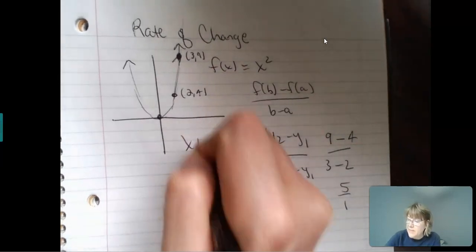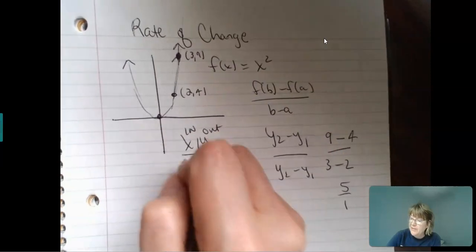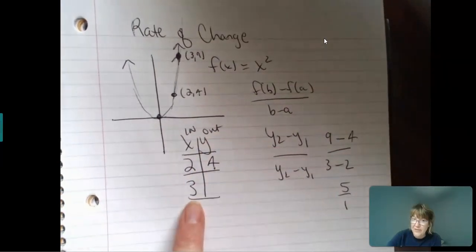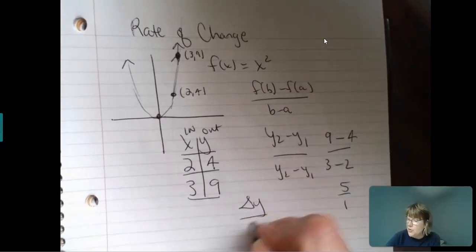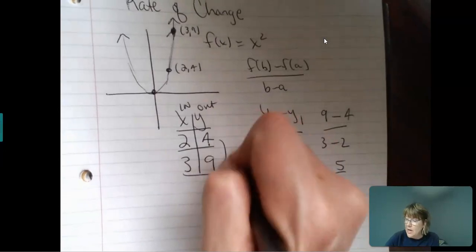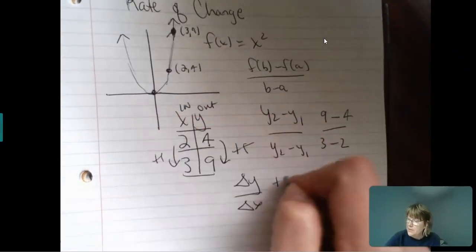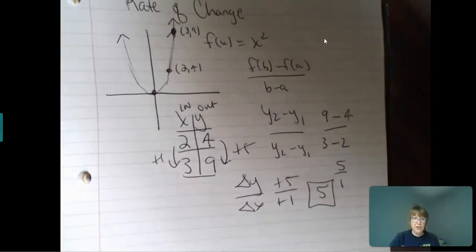I kind of like to make an input-output chart. So the input to my function is 2, 2 squared is 4, that's my output. Input to my function is 3, the output is 9. All right. And I like to do change in Y over change in X. So how's my Y changing? It's going up by 5, up by 1. So positive 5 over positive 1. My rate of change is 5, which is your slope.